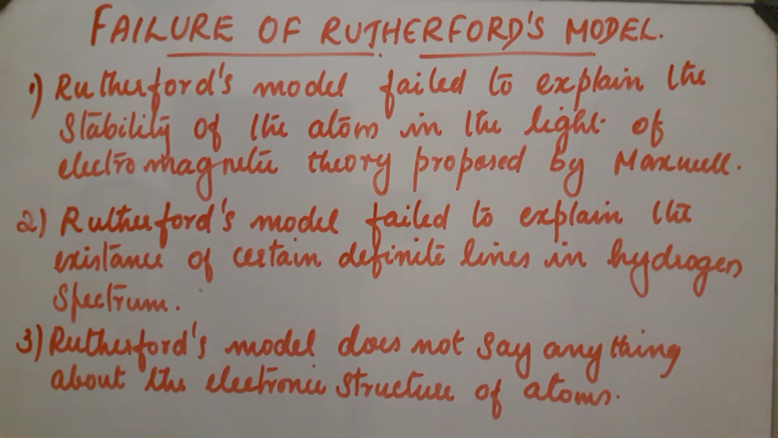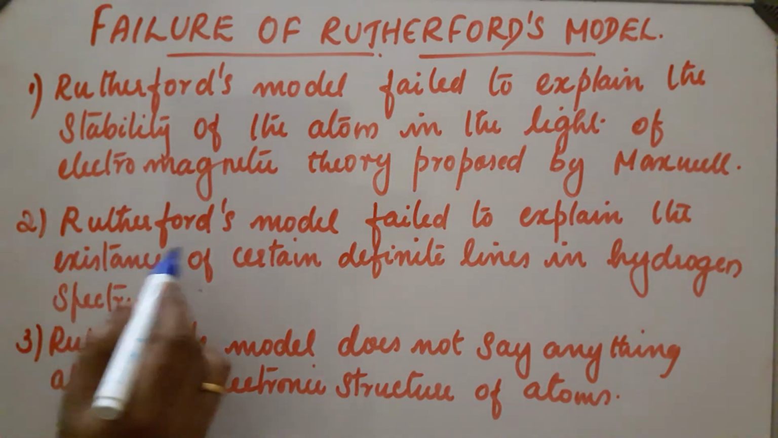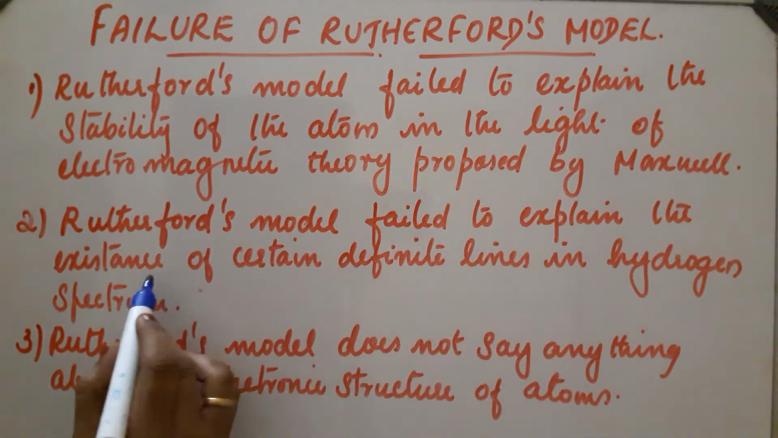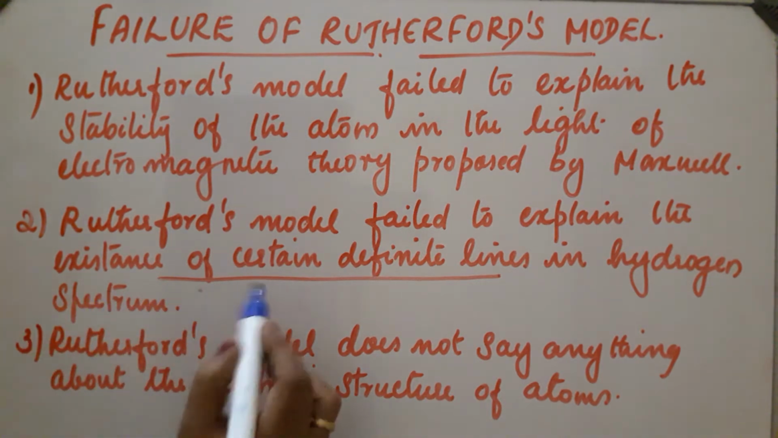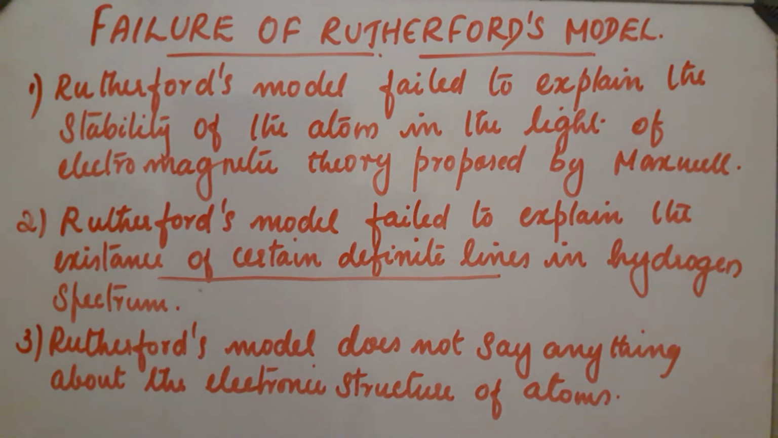Now second point is Rutherford's model could not explain the existence of certain definite lines in hydrogen spectrum. Later we are explaining about the hydrogen spectrum and different spectral lines. Rutherford's model could not explain the existence of these definite lines. That's the second point. Now the third point is Rutherford's model could not explain the electronic structure of atom.